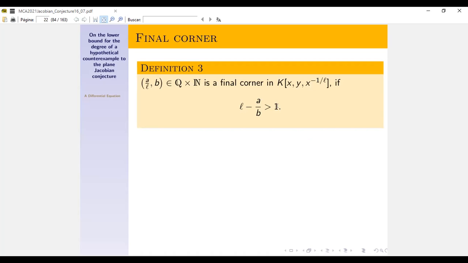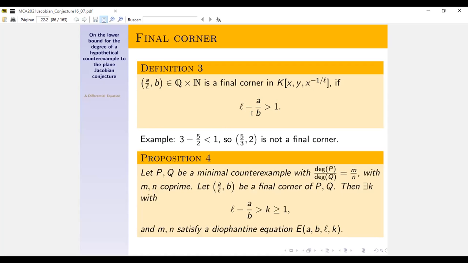So this is a condition that eliminates many cases. So for example, the case that I just told you, the smallest case, which is the corner 5/3, comma 2, is not a final corner, because the condition is not met. So this is a very simple condition. And so once you have a final corner, then if L minus A over B is greater than 1, then you have obviously some integer K that is smaller than this expression, but greater or equal to 1. And then you get a Diophantine equation for M and N.